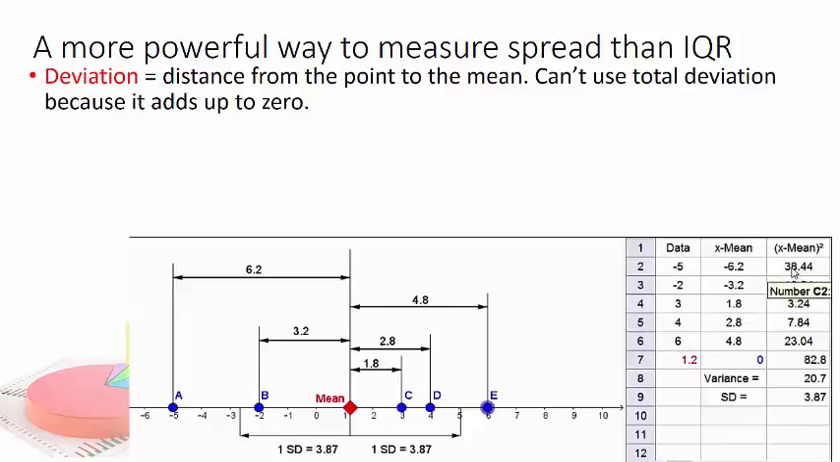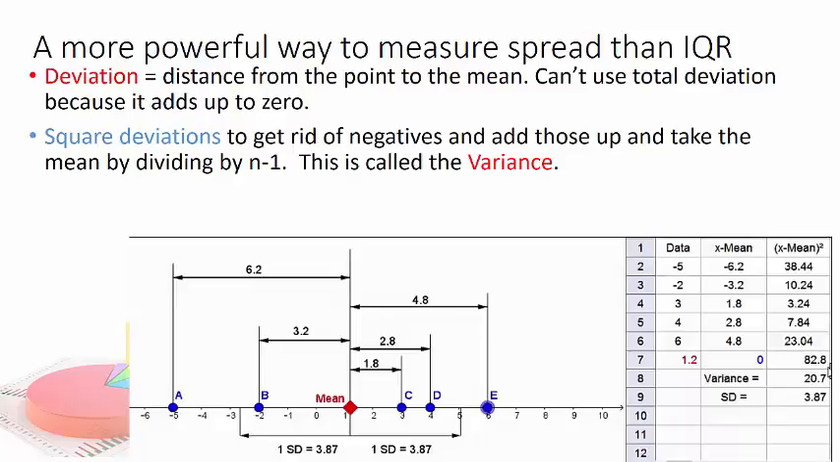I could square them, and if I square them, they're all going to be positive. And when I add up the total positive, which is right here, I'm going to get a nice big number that would be helpful for spread. The only problem with this number is if I have more data points, the number is going to be bigger, and I don't want to penalize myself for the number of data points.